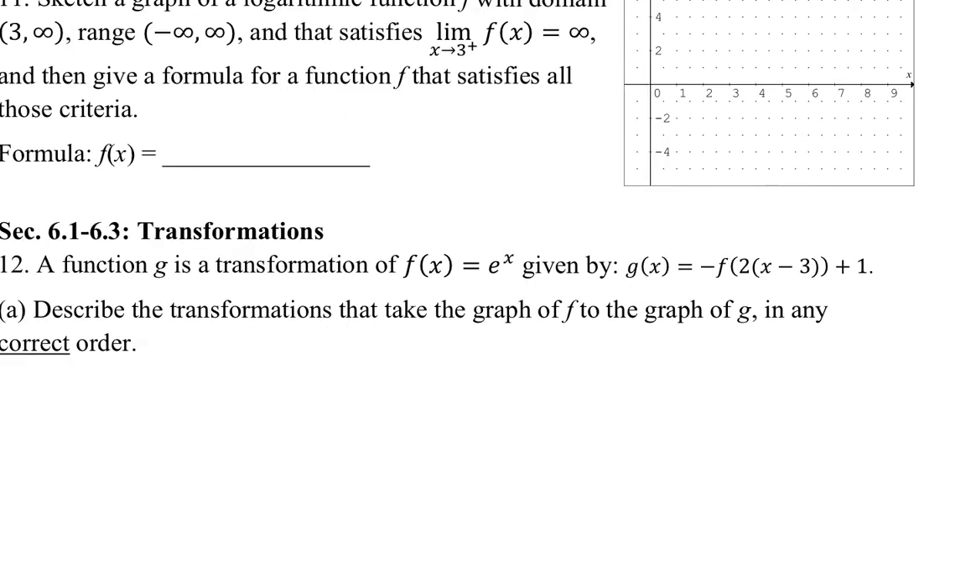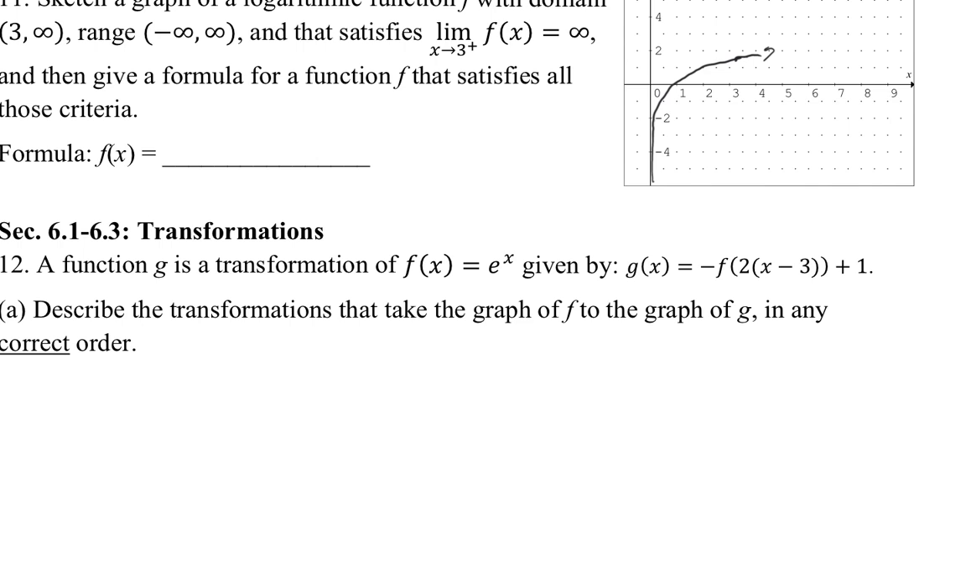All right. Okay, so 11 says sketch a graph of logarithmic function f with domain 3 to infinity, range -infinity to infinity that satisfies limit as x approaches 3 from the right side is infinity. Okay, then we got to give a formula. So again, my basic launching point is think, okay, well, graph of regular natural log, just good old natural log, looks something like this, right? We know that the domain of this graph is 0 to infinity, right? The range is -infinity to infinity.